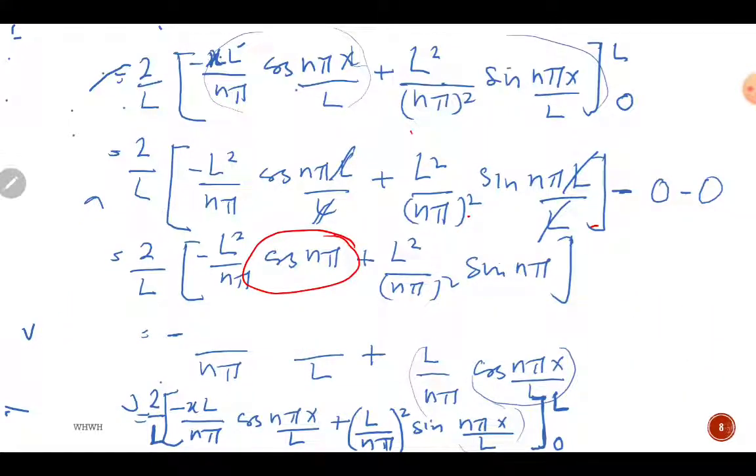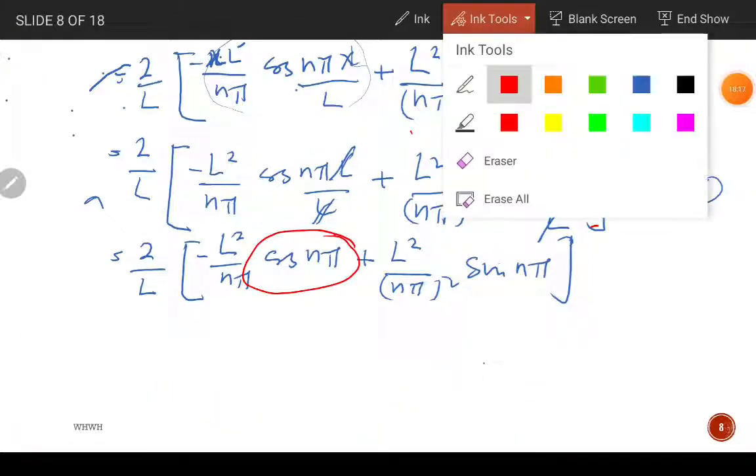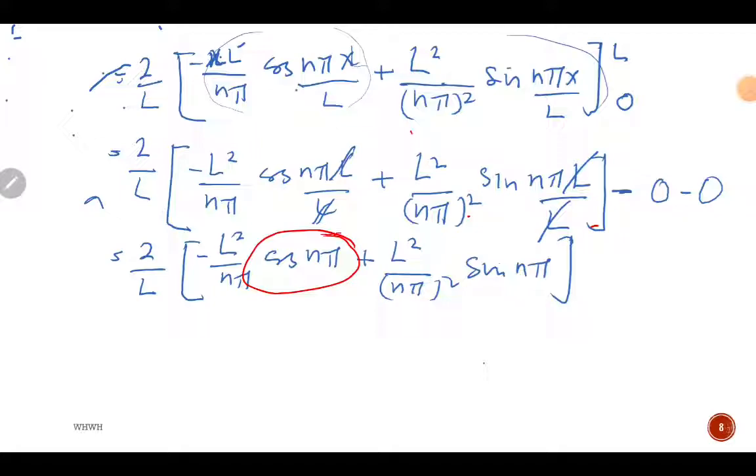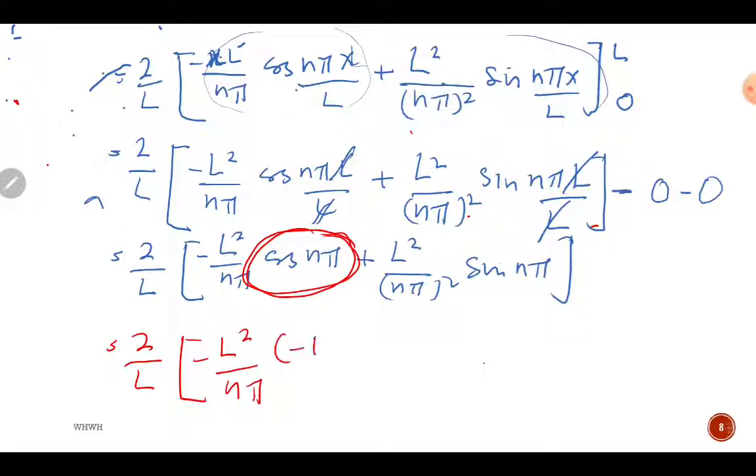Okay, sekejap saya sapu yang ni. So, jawapan kita yang ni, cos n pi ni dia akan jadi 2 over L, negatif L square over n pi. Yang ni akan jadi negatif 1 power of n. Whereas yang ni akan jadi kosong. Because sin n pi sama dengan kosong. Okay.